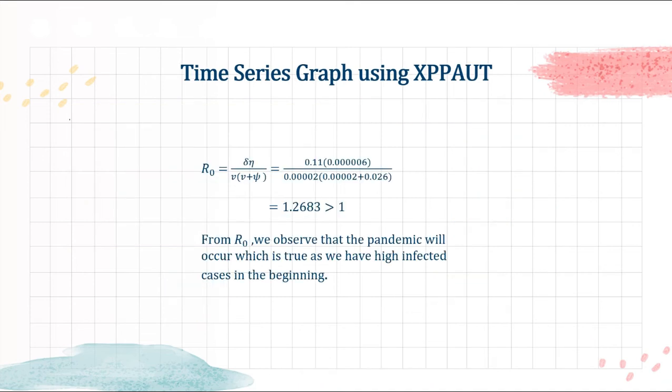Next, we can calculate our reproduction number from our parameters, because we have obtained all the parameters already. And we can calculate the R0, and this is our R0, and we observe that it is greater than 1. So from R0 we can observe that the pandemic will occur, which is very obvious, since from the graph we also see the infection cases increase at the beginning.